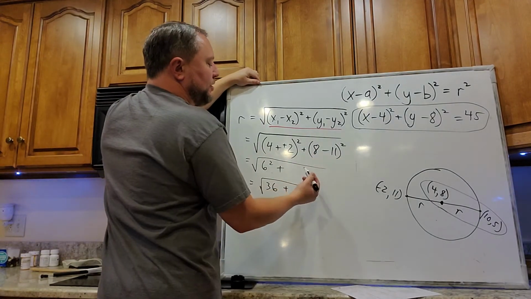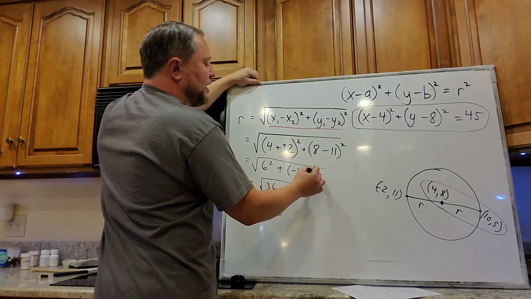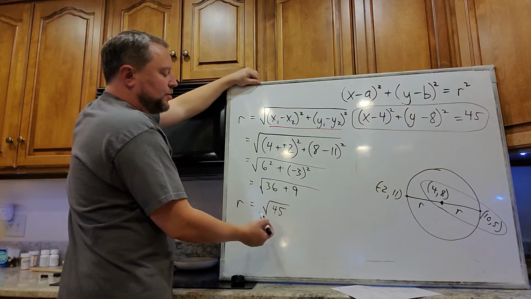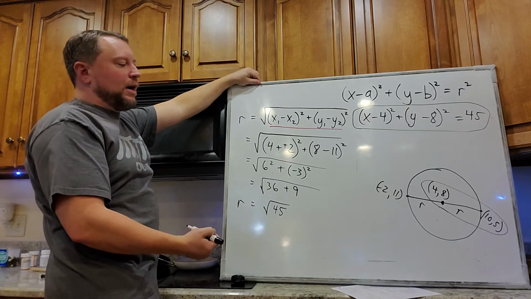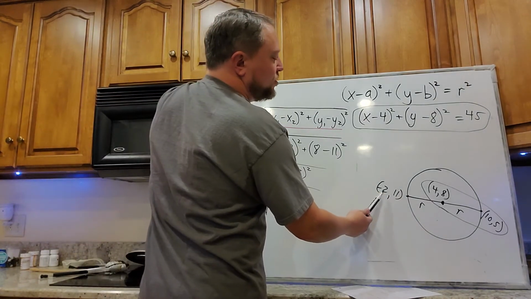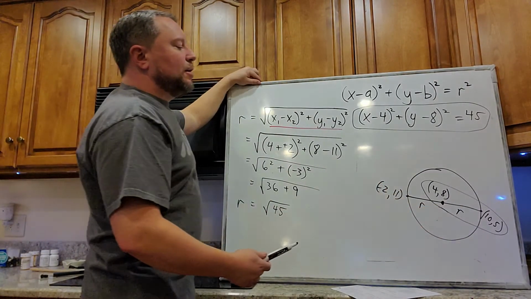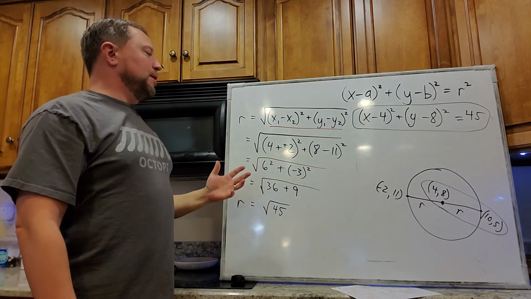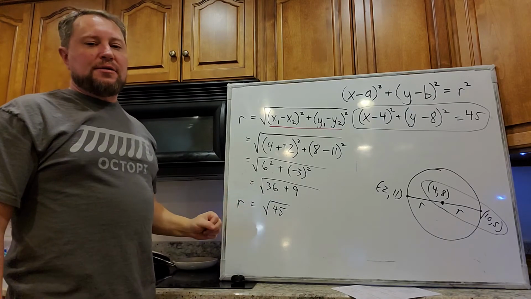8 minus 11 is -3. -3, when you square it, becomes positive 9. 9 plus 36 is again 45. See? So it doesn't matter whether you choose this endpoint or that endpoint. As long as you use it with the center point, you'll be able to get a correct radius.